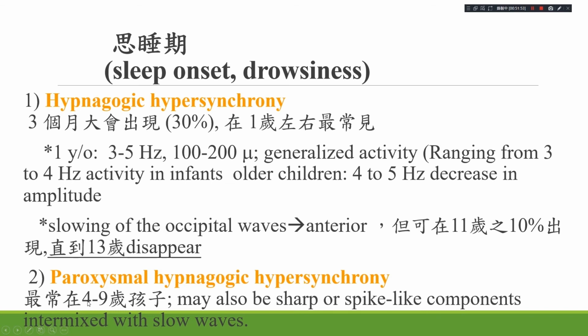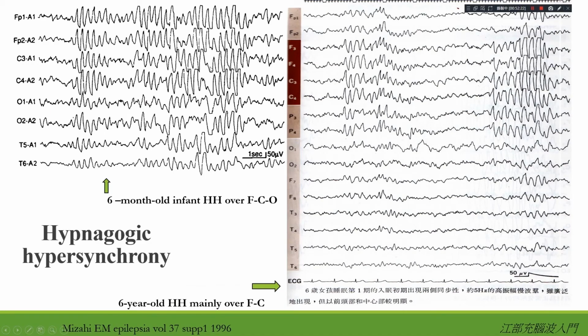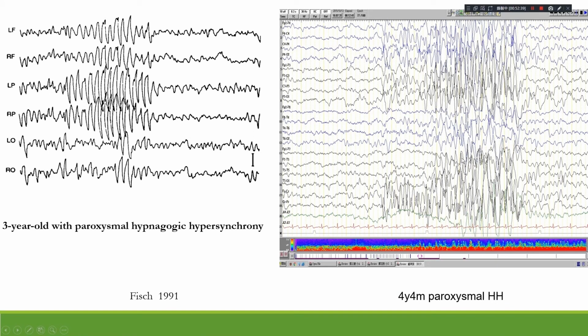And in 4 to 9 year old children, there is paroxysmal hypnagogic hypersynchrony. It happens very often. We need to know this is not generalized spikes. The hypnagogic hypersynchrony will disappear by 13 years old. So this is hypnagogic hypersynchrony you can see in a 6-month-old infant. And this is also hypnagogic hypersynchrony in a 6-year-old girl. And this is paroxysmal hypnagogic hypersynchrony in a 4-year-4-month-old child.